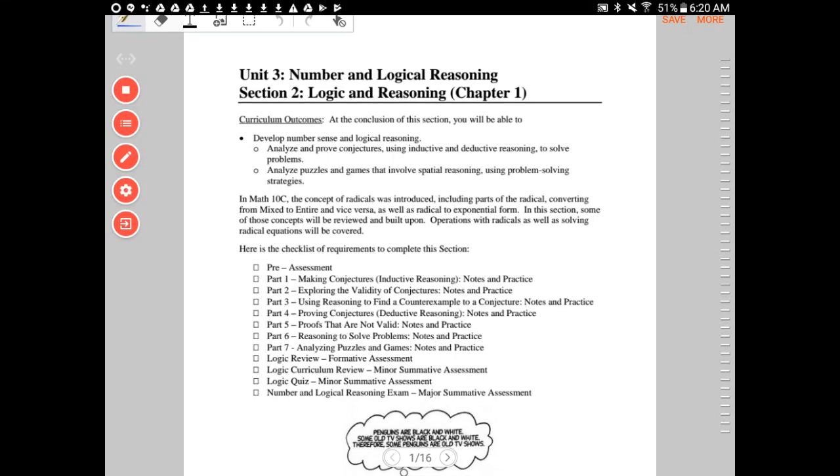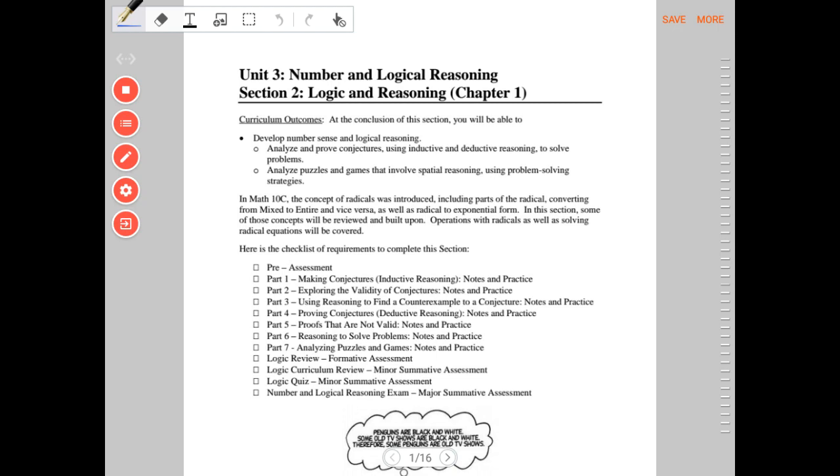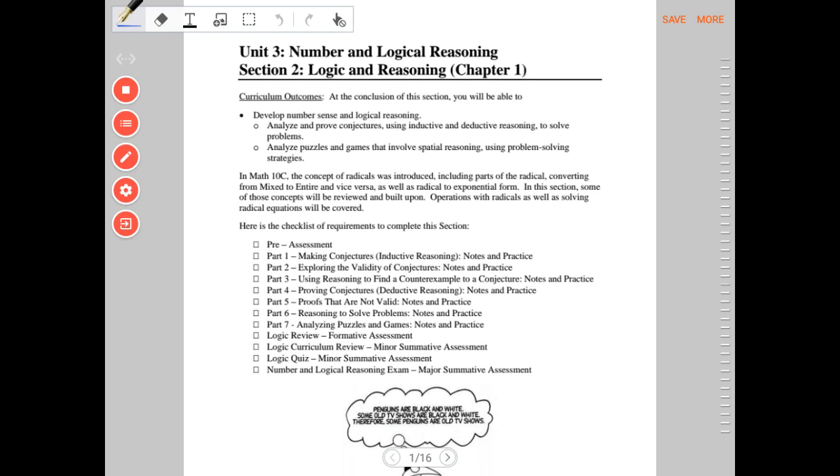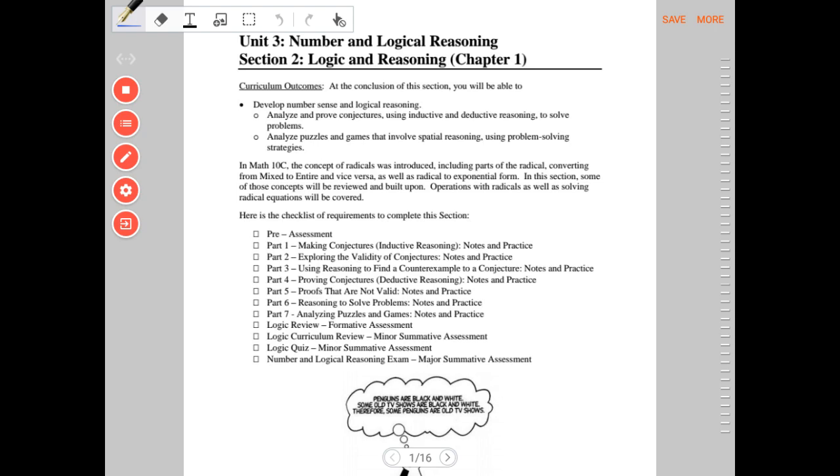Unit 3, Number and Logic. Section 2, Logic and Reasoning. Chapter 1. We've already completed Chapter 4 on number, so now you're going to work on Chapter 1, which is Logical Reasoning. At the conclusion of this section, you will be able to develop number sense and logical reasoning. You're going to analyze and prove conjectures using inductive and deductive reasoning to solve problems, and analyze puzzles and games that involve spatial reasoning using problem-solving strategies.